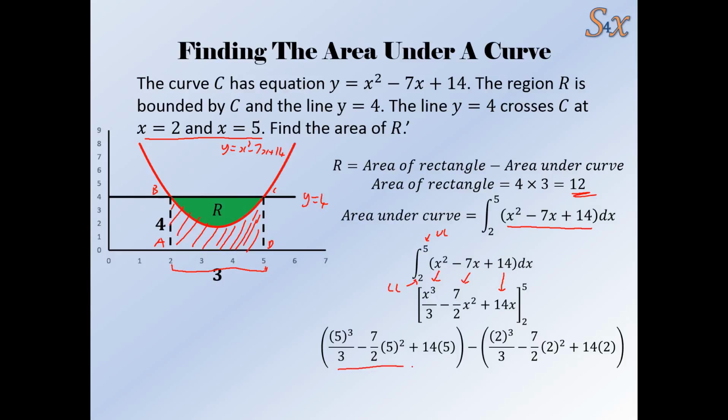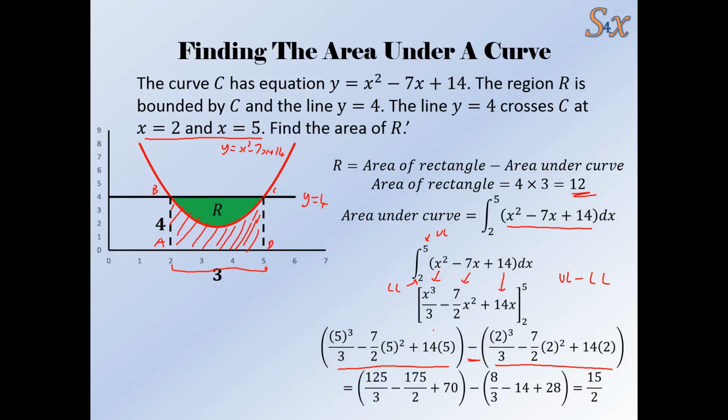That gives me all of this for the upper limit, and then I subtract, because I always do the upper limit minus the lower limit. Substitute the 2 in for the lower limit, all the way across here. Put all that in a calculator, or more sensibly, put each term in separately, just to make sure you don't make any mistakes. And you'll find that gives you 15 over 2. It's a tricky calculation to do, but if you take your time, you should be able to get the same answer as me. That's the area underneath the curve.